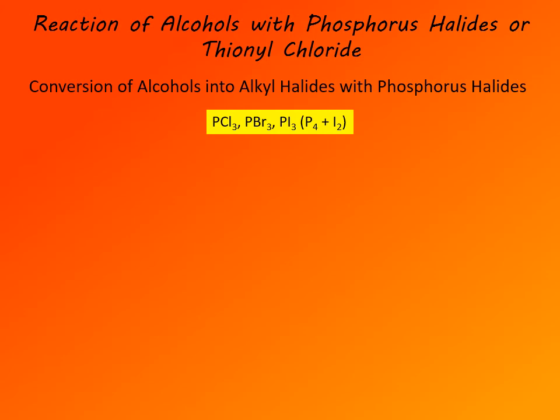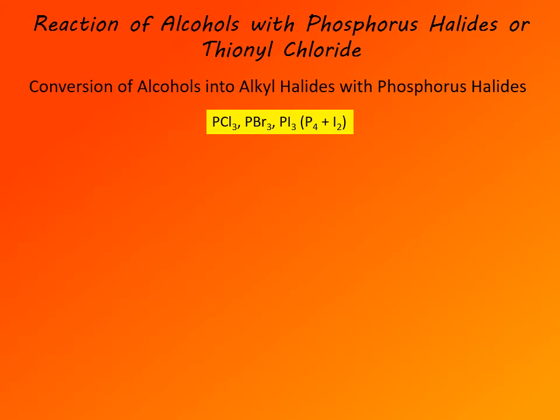Phosphorus halides are phosphorus trichloride, phosphorus tribromide, and phosphorus triiodide. Phosphorus trichloride and tribromide are used as such. They're available as such reagents. Phosphorus triiodide could also be used, but it is corrosive and also it's actually a liquid. So it's a little bit difficult to handle a corrosive liquid. At the same time, it could be prepared in situ, that means in the reaction mixture from elements.